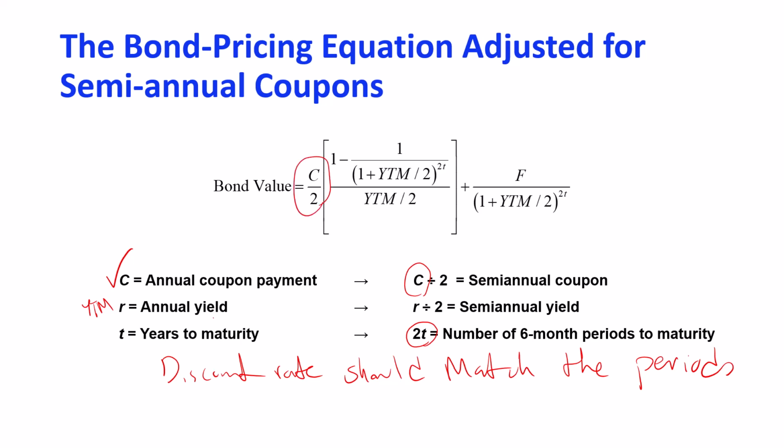Your payments, the coupons, are divided by 2. Your yield to maturity or discount rate is divided by 2. And your number of periods, your years, is multiplied by 2. Same is true for the lump sum. The lump sum rate is divided by 2, number of periods is multiplied by 2. So let's look at an example.